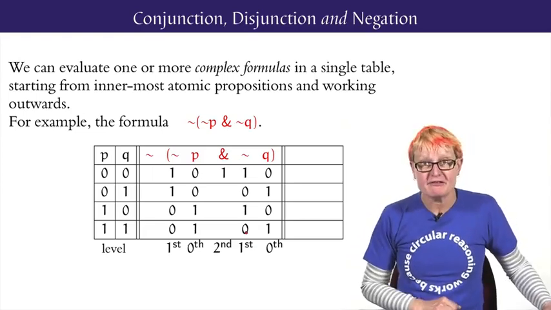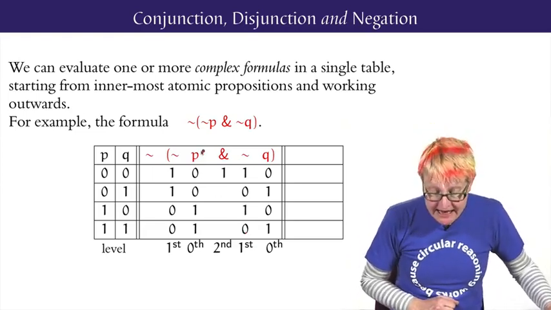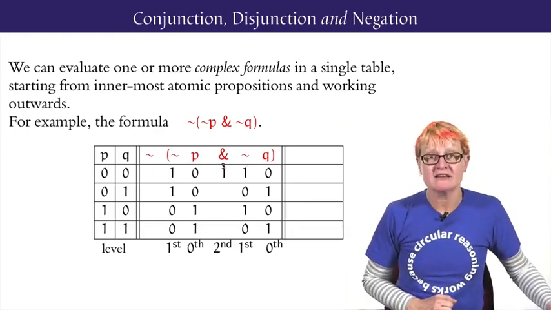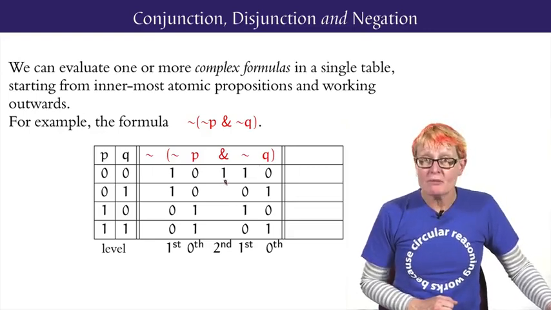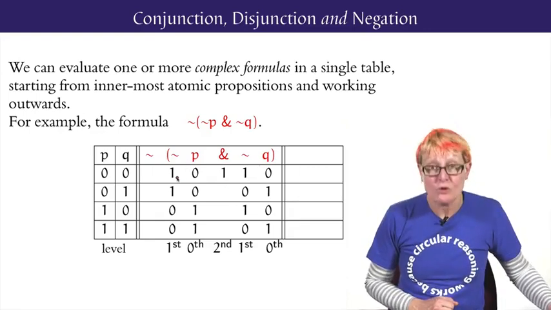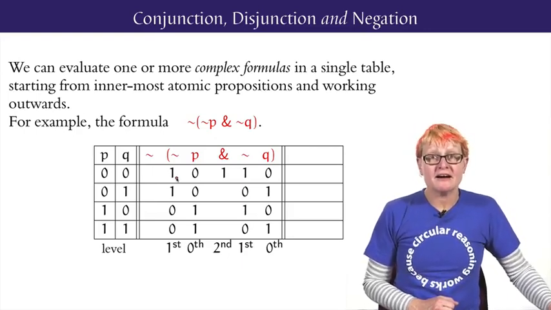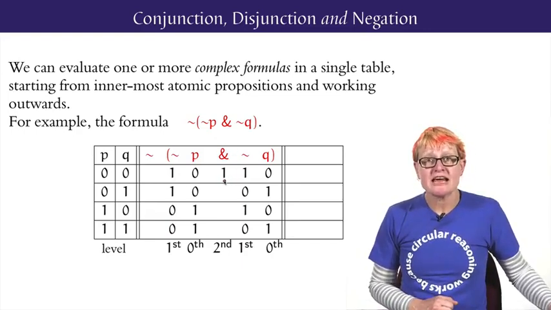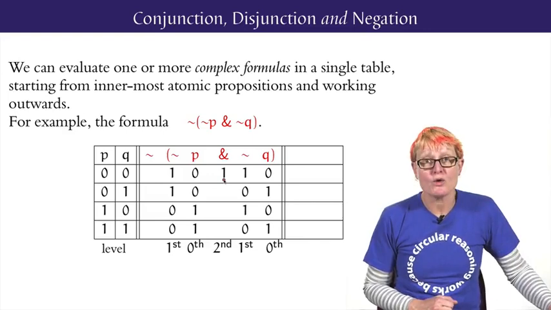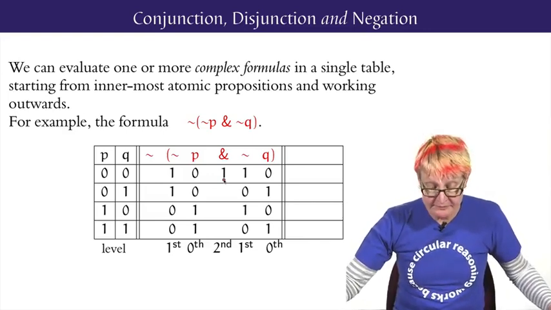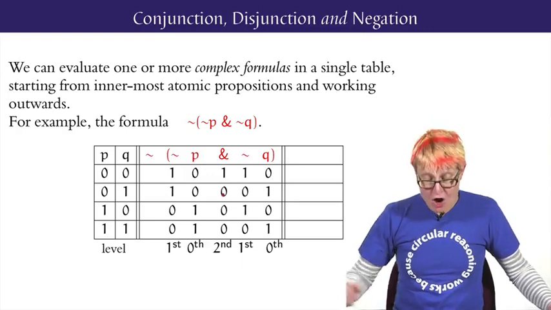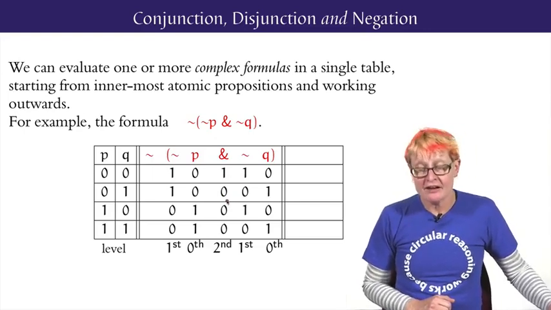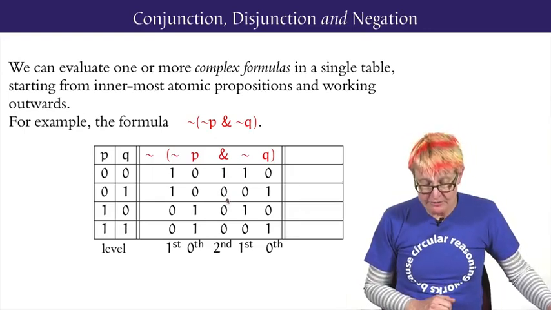Stepping up to the second level of evaluation, we work on the next connective which combines not P with not Q, namely the AND connective. To fill out the column under the AND, we need to take as inputs the columns under the nots, the first level columns. So in this case we're going to get a 1 only in the first row when both of the inputs are 1. In the other 3 rows we get a 0 under the AND because one or other of the first level inputs are 0.